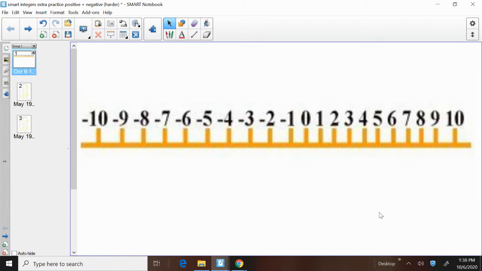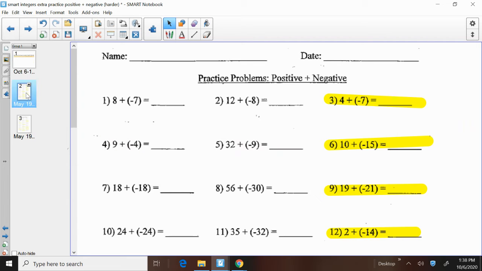Hello, class. Today, I want to go through with you how to do some of the problems where it's positive plus negative. I'm calling them the harder problems, the ones that we skipped when we first got into this with the lesson before. And I'm going to show you that we're going to use this number line for some of them, but not for all of them. And I'm going to show you that here's some examples.